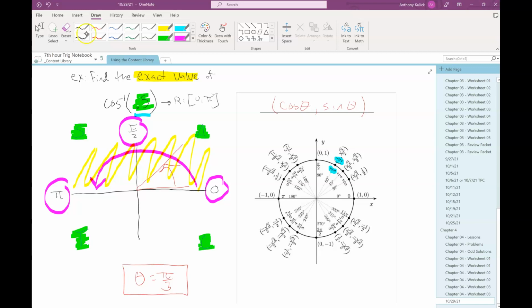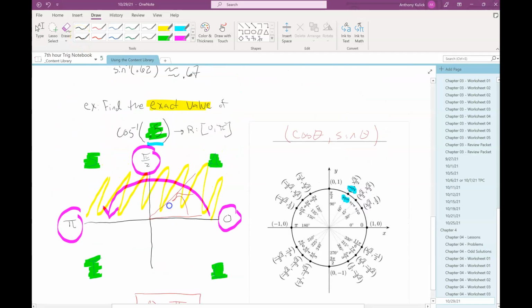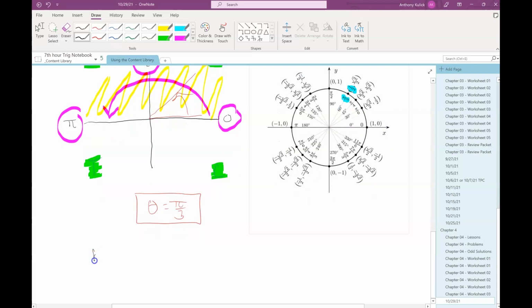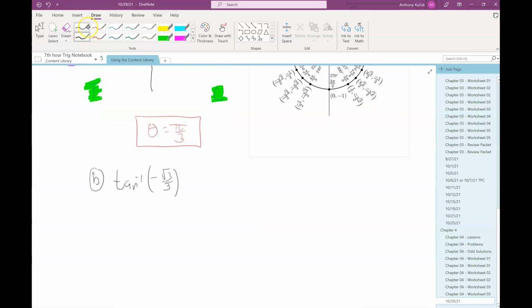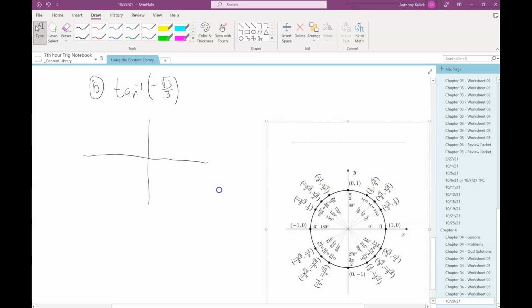Okay, let's do one more example like that. So I'll just call that example A. Okay, so here we have tangent inverse of negative root 3 over 3. Again, we're going to look for an exact value.